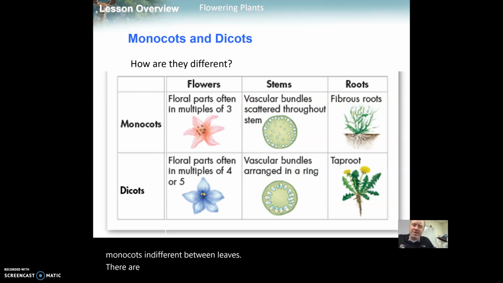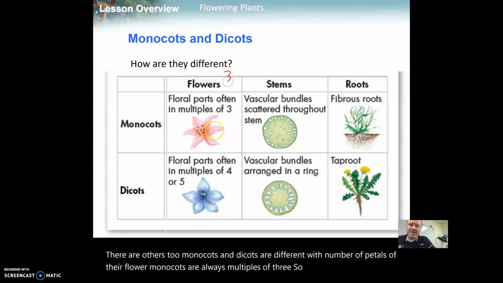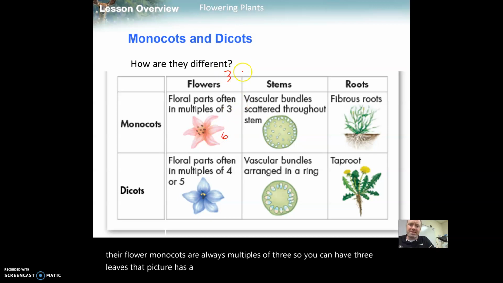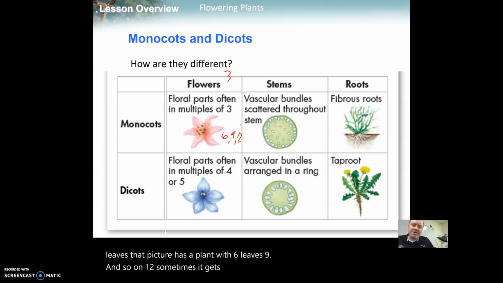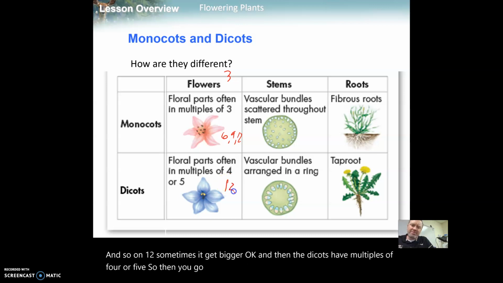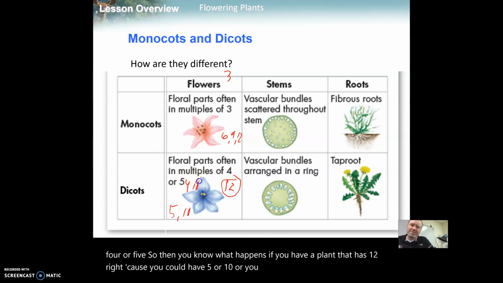There are others too. Monocots and dicots are different with number of petals of their flower. Monocots are always multiples of 3. So you can have 3 petals. That picture has a plant with 6, 9, and so on. 12, sometimes they get bigger. And then the dicots have multiples of 4 or 5. So then you go, well, what happens if you have a plant that has 12, right? Because you could have 5 or 10, or you could have 4 or 8 or 12. And over here you can have 12. So then what?